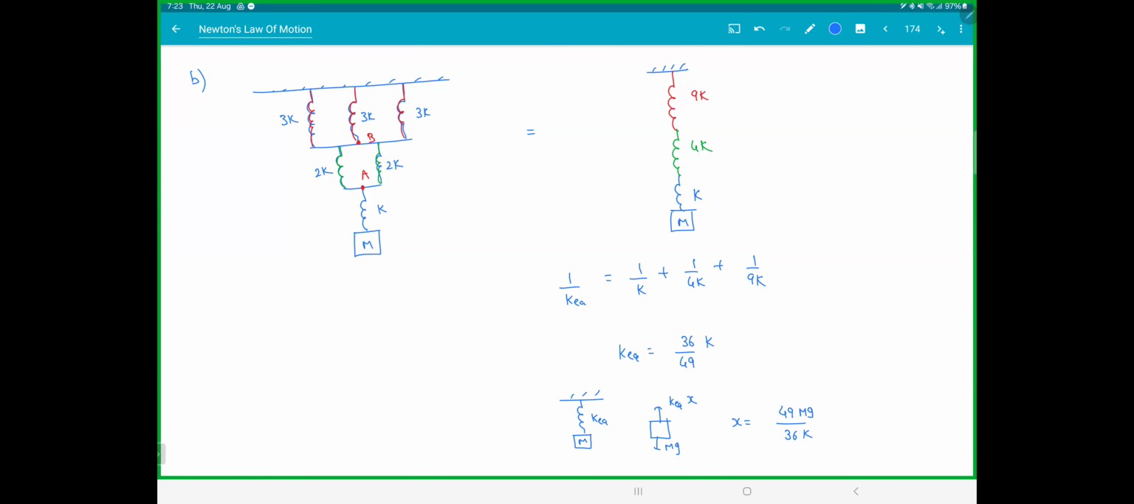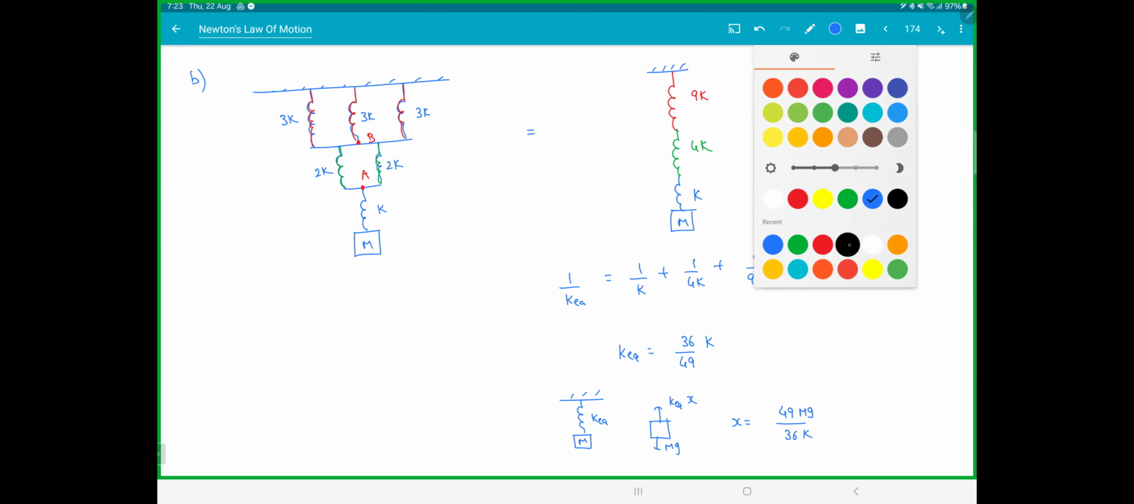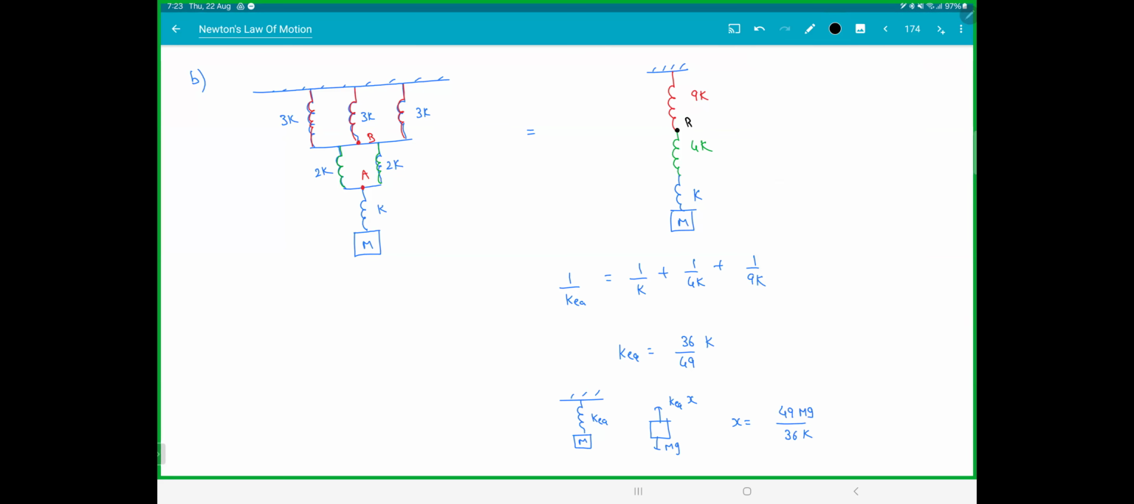What about A and B? Now try to understand here, where is A and B? B is this point, A is this point. Since all are in series, tension will be the same. Agreed? And how much is the tension? Tension is nothing but mg by the block. Agreed? Now let's say this upper spring stretched by x1, the lower spring stretched by x2, this thing stretched by x3.